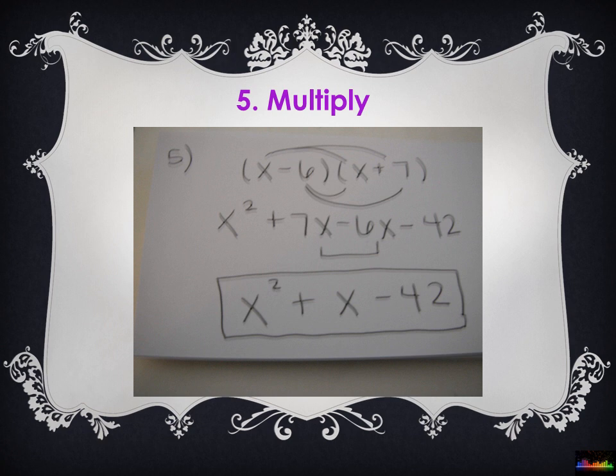So we get x times x, which is x squared, and then x times 7, which is 7x. Then we do negative 6 times x, which is a negative 6x, and then we do negative 6 times a positive 7, which is a negative 42. So when you add those terms that you just got from double distributing, you combine like terms so that we can simplify our expression, and we end up with x squared plus x minus 42.